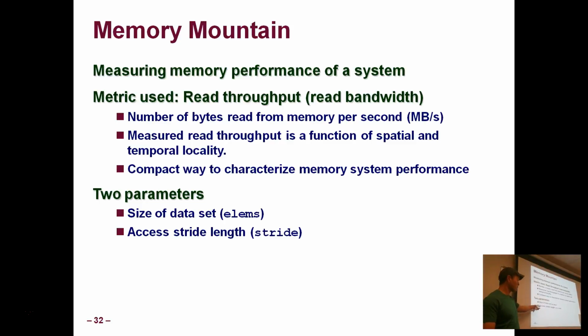So if the stride length is 16, and you have a cache line that's 16 elements long, then you get no spatial locality because you just hopped over the entire data that you brought in along with that original data. So that's what we're going to look at.